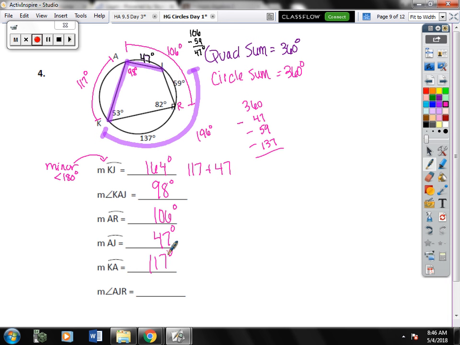And then the last one is the measure of angle AJR, which we do have to find, which is this one. For this one I would probably use quad sum. You can also do another inscribed angle and divide the arc by 2. But I would probably do quad sum, which would just be to take 360 and subtract the 3 angles that are inside my quadrilateral. And we will get 127.